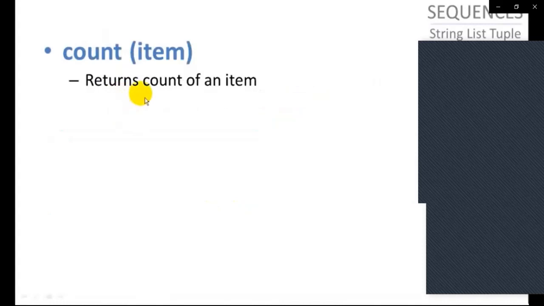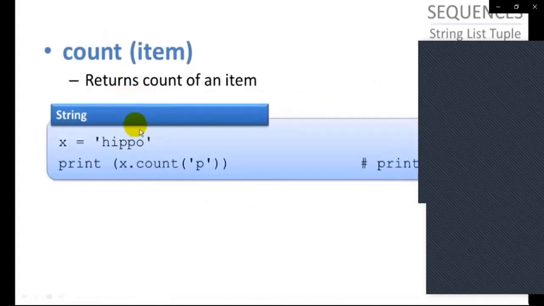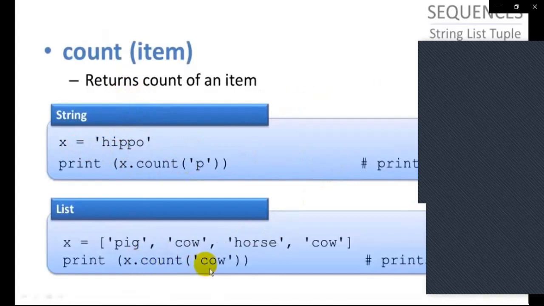Count of item returns the count of a specific item in the sequence. So here we're looking for the count. X.count of P will tell us there are 2 P's in hippo. And X.count of cow will tell us how many times the word cow appears in our list X.